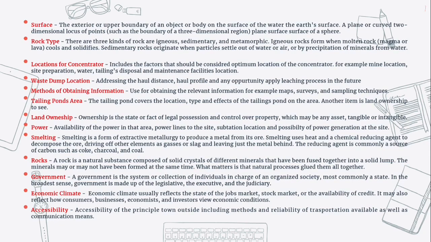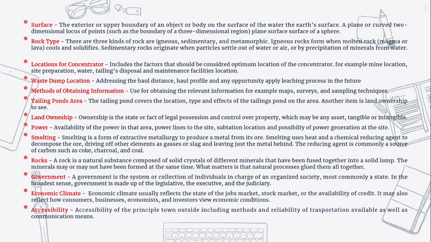Smelting. Smelting is a form of extractive metallurgy to produce a metal from its ore. Smelting uses heat and a chemical reducing agent to decompose the ore, driving off other elements as gases or slag and leaving just the metal behind. The reducing agent is commonly a source of carbon such as charcoal, coke, and coal.